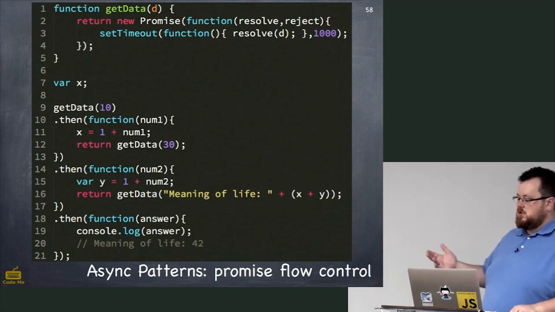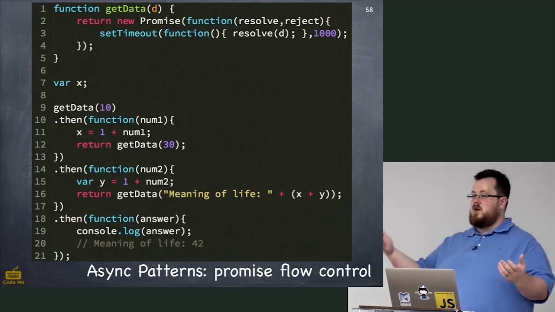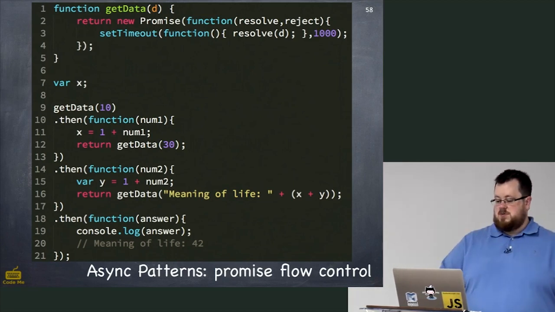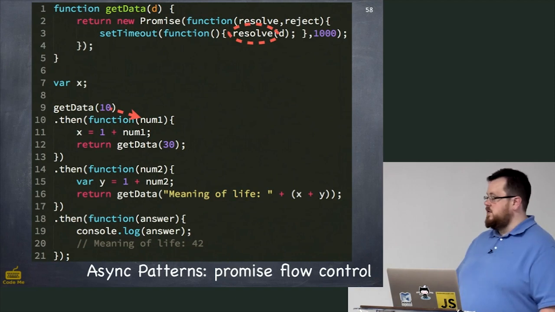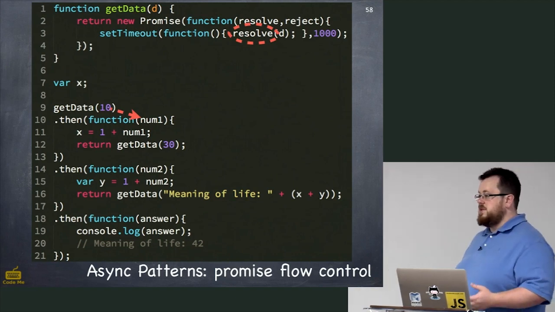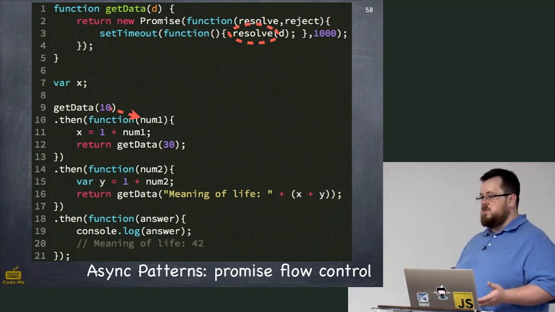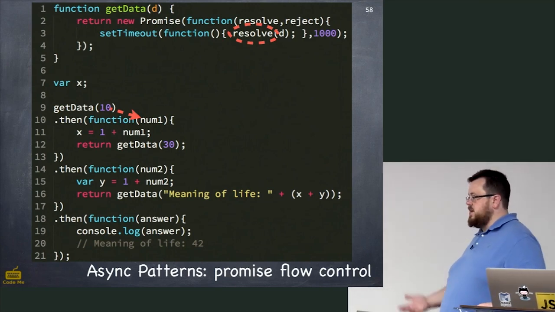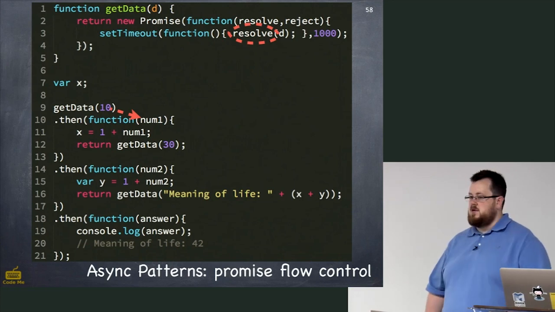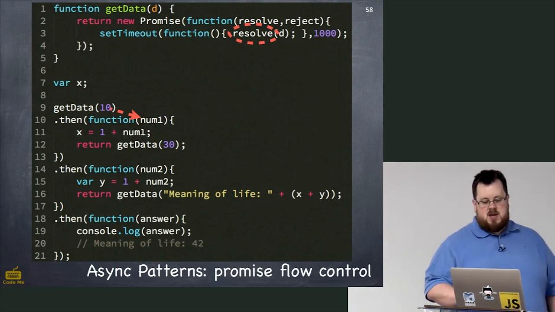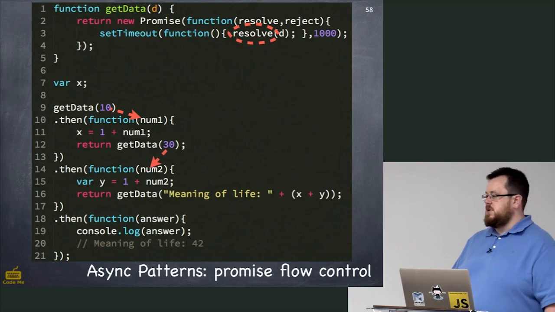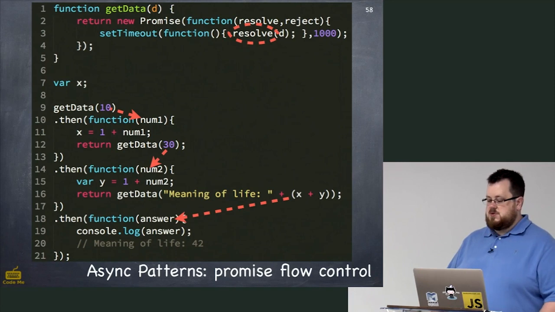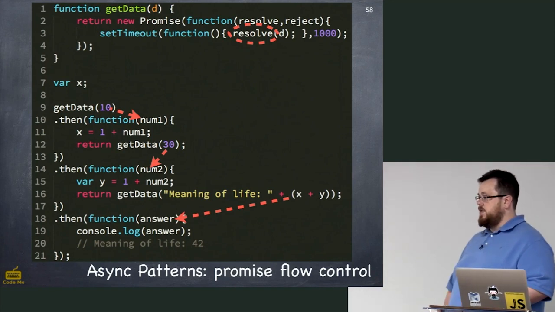Back to that whole calculating the meaning of life thing. Here's the meaning of life represented as a promise chain. Get data 10 returns a promise that 1,000 milliseconds from now will resolve the promise. And you notice that promises are not just about an if-then, but they're about message passing as well. So when get data 10 finishes, it passes that data along to the next step in the promise chain. And we get it in num1. And then when get data 30 finishes 1,000 milliseconds from now, num2 is called with the value 30. And then when that promise resolves, the answer is given that value.